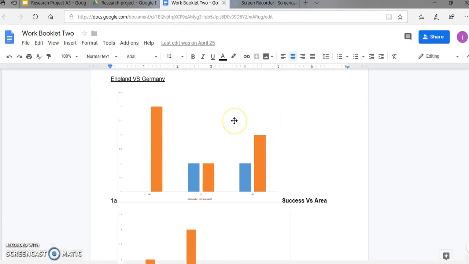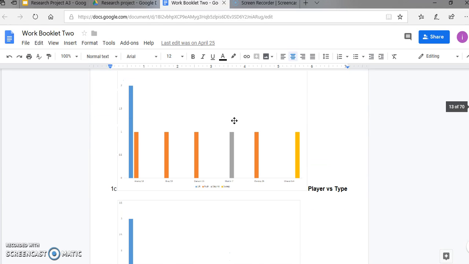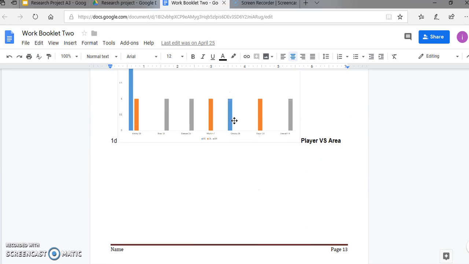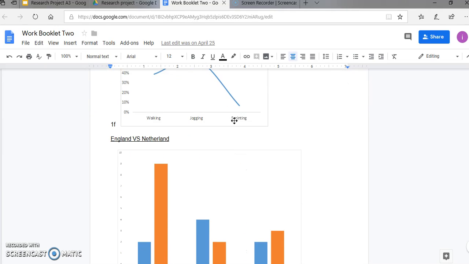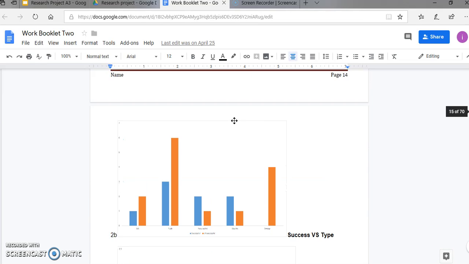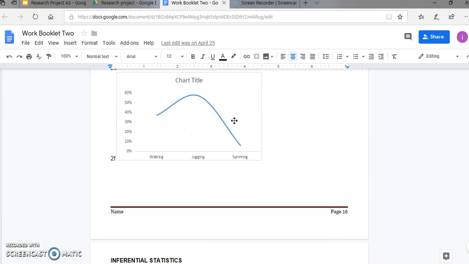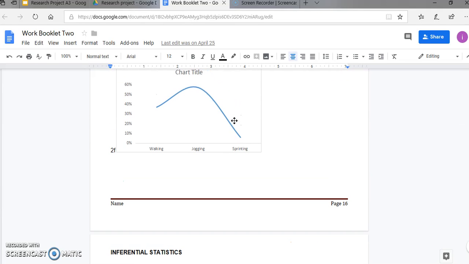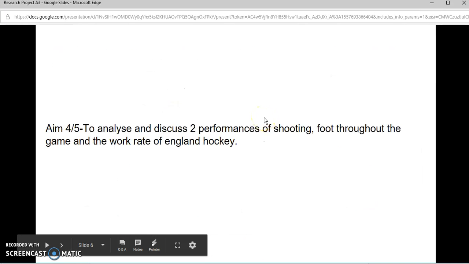So you can find this under results and then charts. As you can see, they all have a little subheading next to them telling you what they have in them, and then I have sprinting, jogging and walking for the work rate. They're also labelled such as 2A and 2B, and they continue on like so. Moving on to the next.